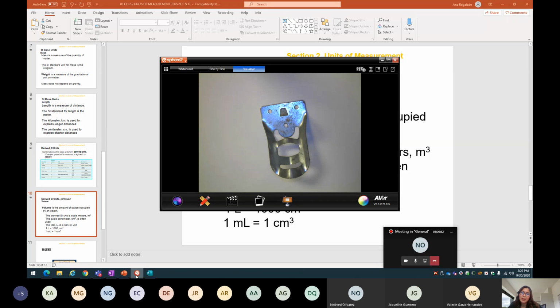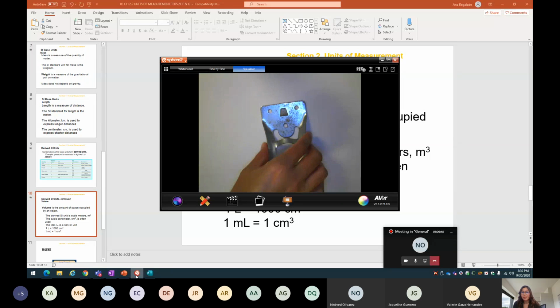Is it as simple as that? Just measuring length, width, and height? No, right? Why? Because it's irregular. Does anyone know how you can measure the volume of an irregular object? By displacing water. Correct, water displacement.